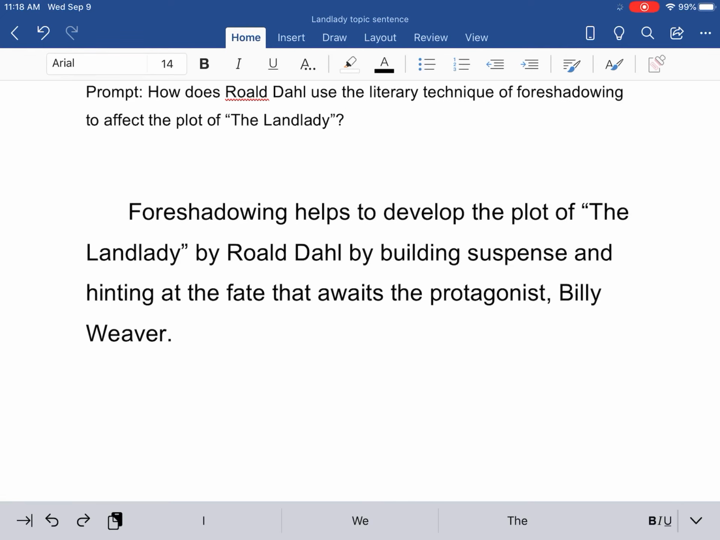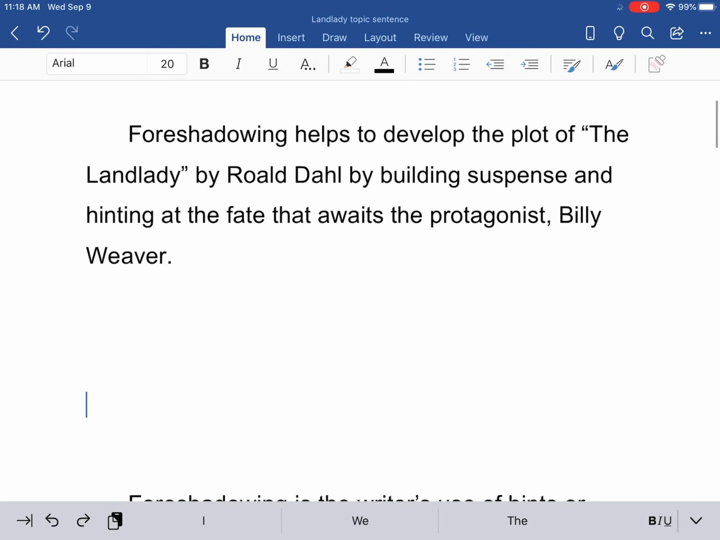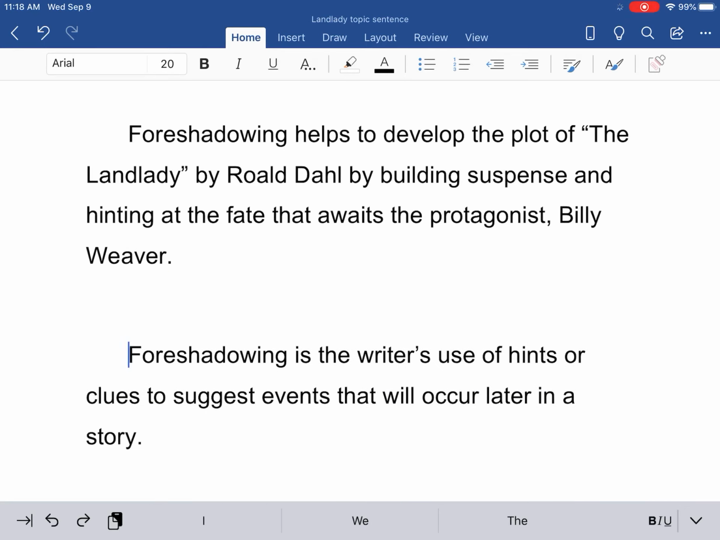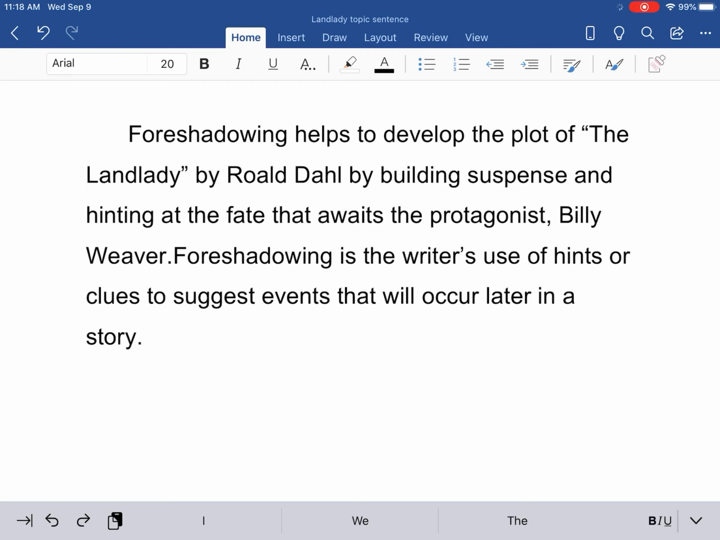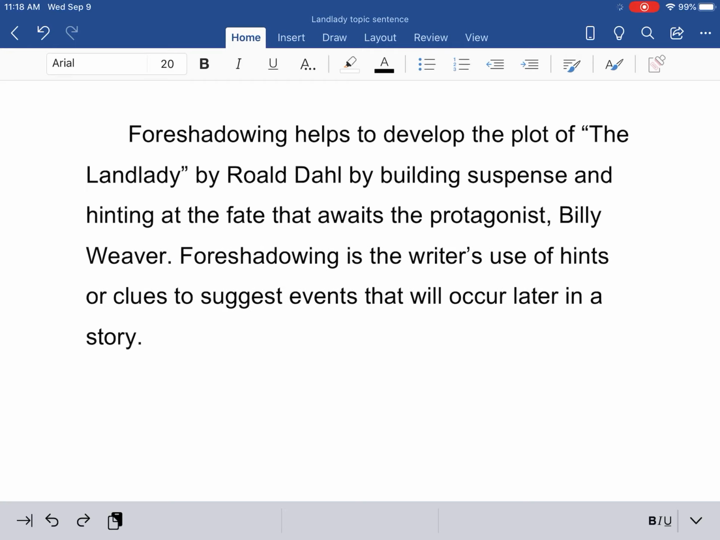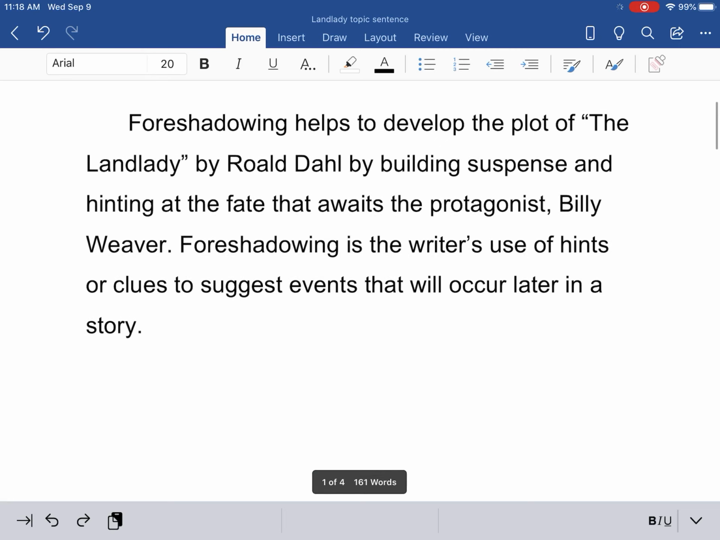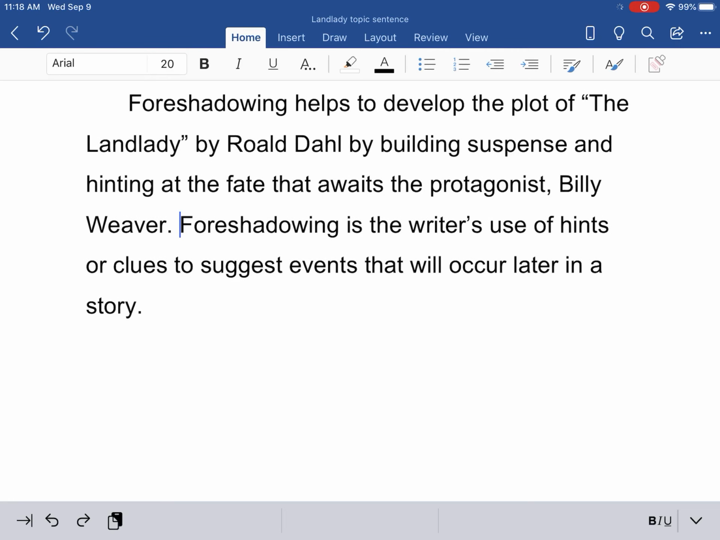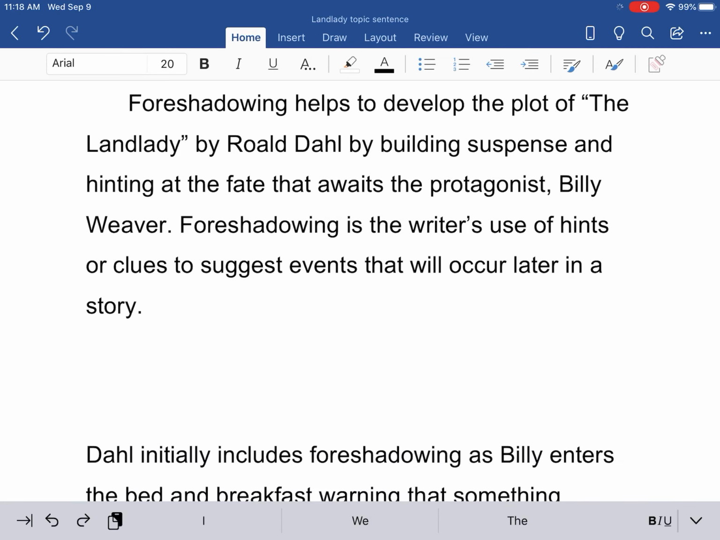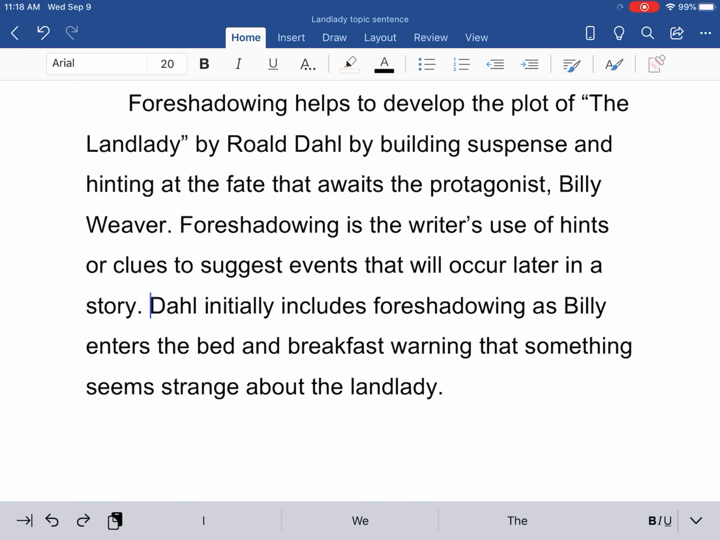So the next thing I'm going to include is simply a definition of foreshadowing right into my paragraph. Foreshadowing is the writer's use of hints or clues to suggest events that will occur later in the story. Great. Now I need my point number one. So I need to know exactly what Dahl did initially that I'm going to explore in this analysis. So here comes point number one.